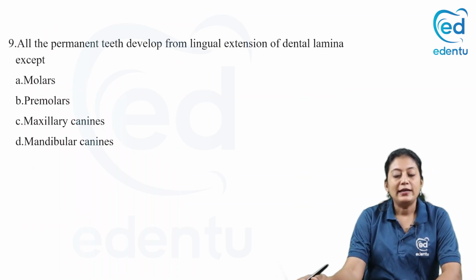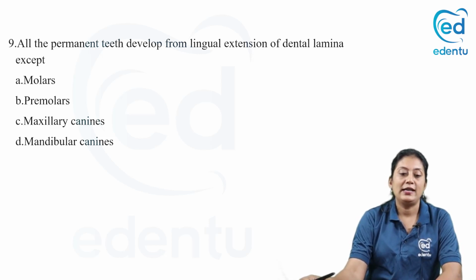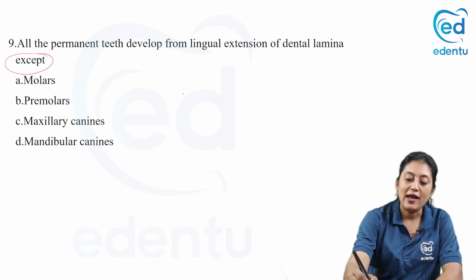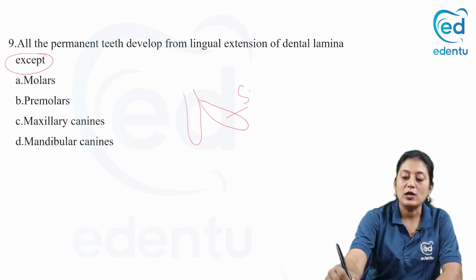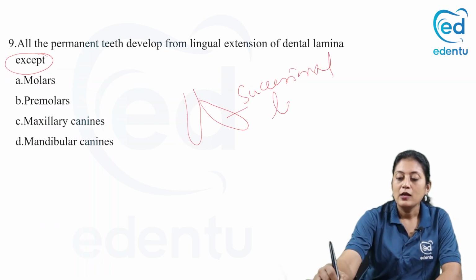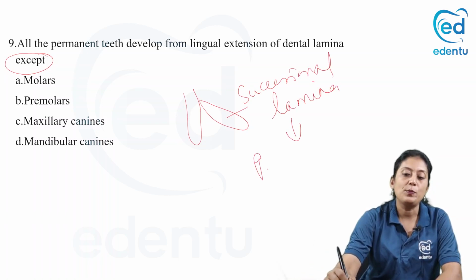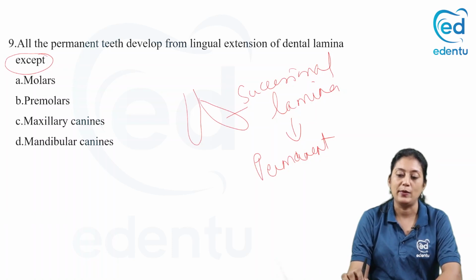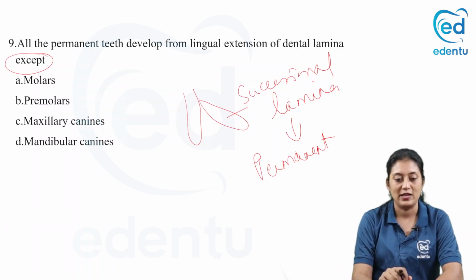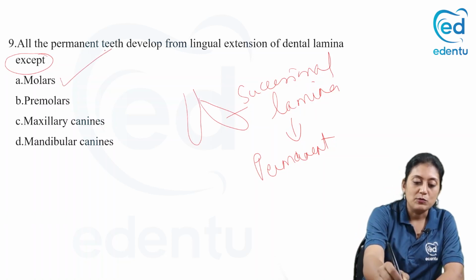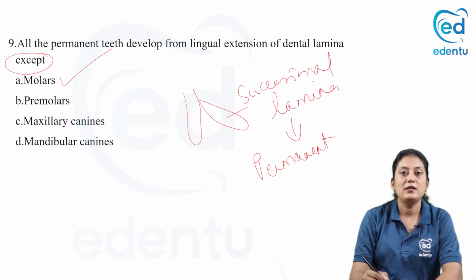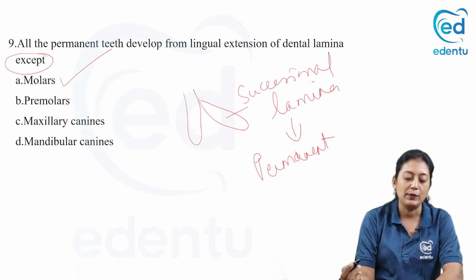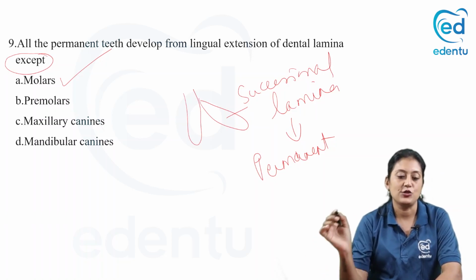Ninth one: all the permanent teeth develop from lingual extension of dental lamina except. So the question here is except. Dental lamina will have a lingual extension, that is called successional lamina. Successional lamina will give rise to permanent teeth. All the permanent teeth will arise from successional lamina, the lingual extension of dental lamina. Only molars will not arise from that. So the answer is molars. Except molars, all the other permanent teeth, that is your canines, incisors, premolars, will arise from lingual extension of dental lamina.